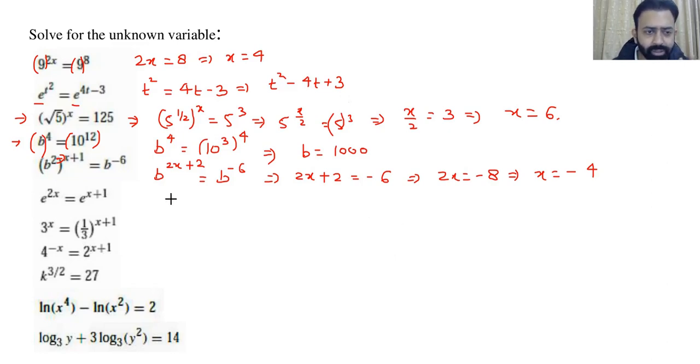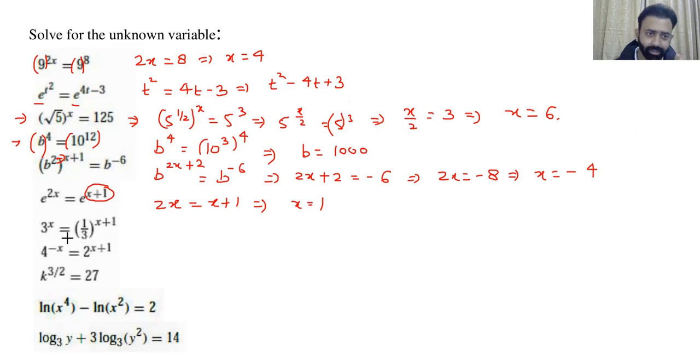Okay, next one is e raised to power 2x is equal to e raised to power x plus 1. This is very simple, you can do this orally, right? The base is e, and this entire x plus 1 is in the exponent of e. So simple, 2x is equal to x plus 1. So x is equal to 1. You can verify this: when you put x equal to 1, e square becomes e square.